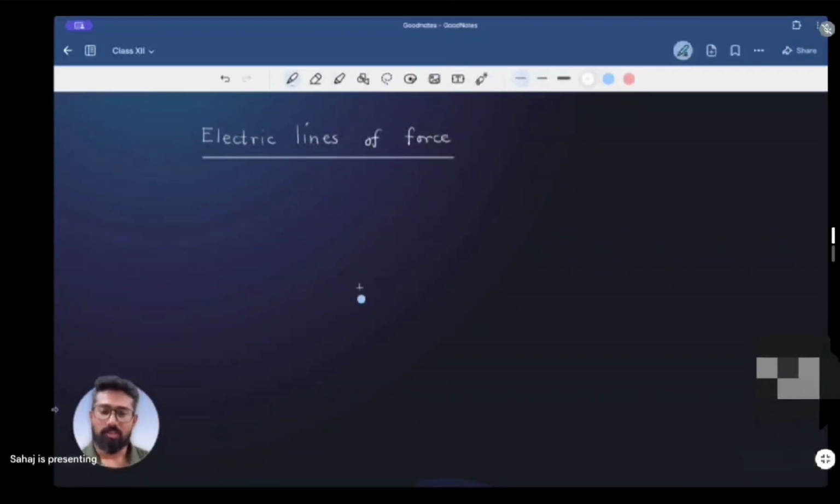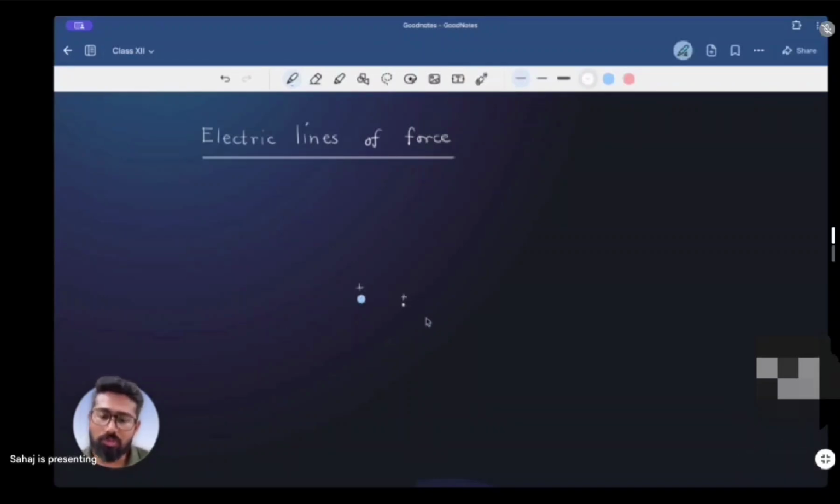Okay, let's see. Suppose we have a positive charge here. So lines of force is nothing but a way to visualize the effect it would have on surrounding charges. Any charge has an effect on the other charges surrounding it, and lines of force just tells you what the effect is. So if you were to place a small positive charge over here, what would it do?